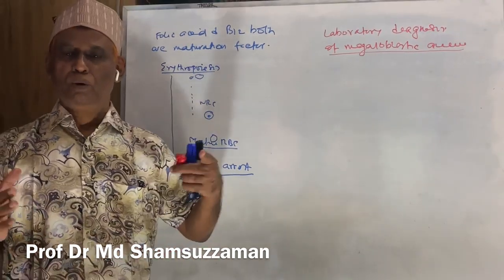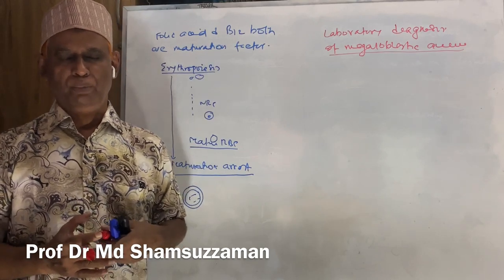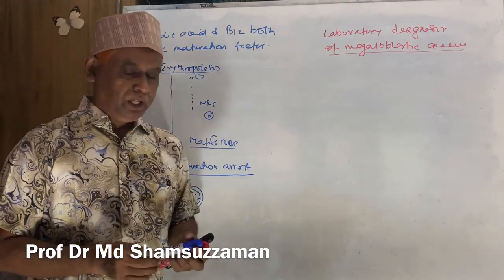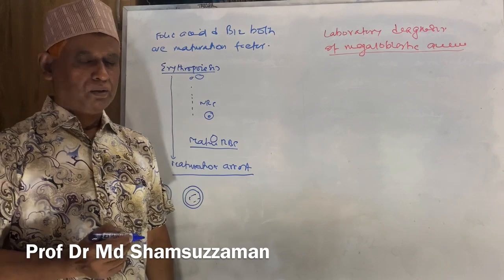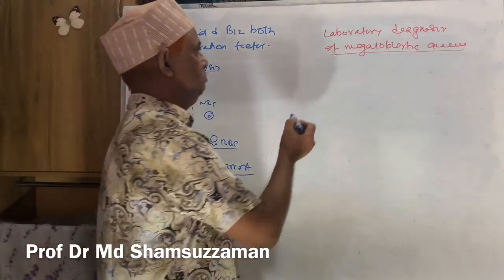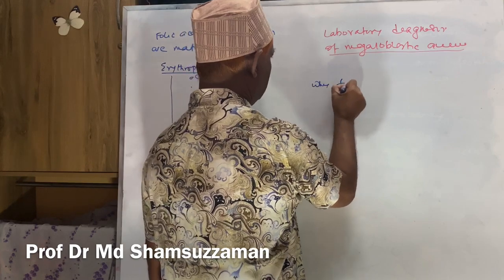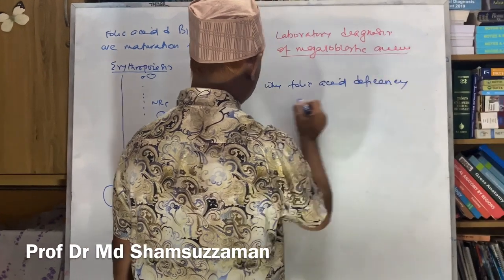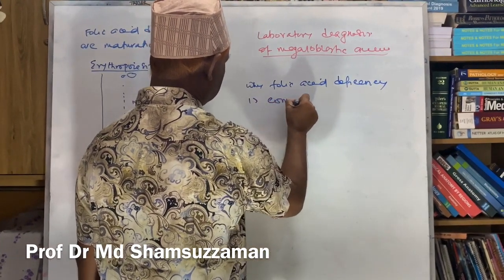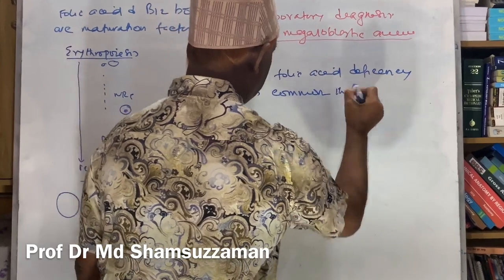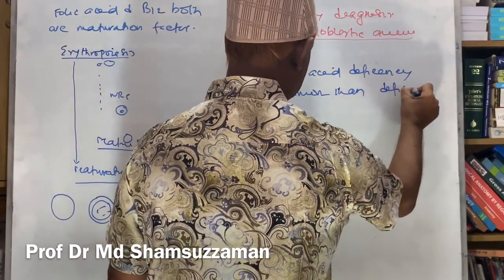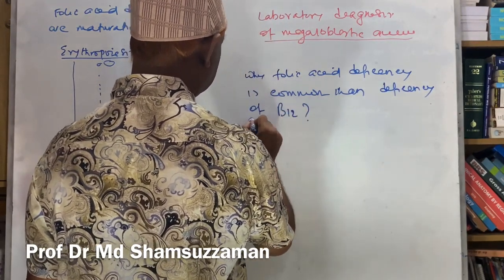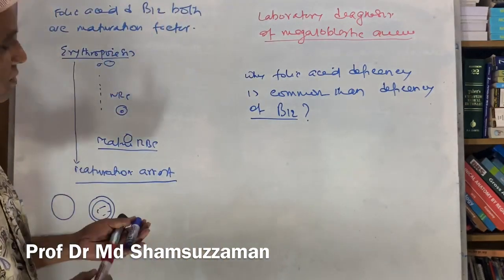which one is more common deficiency, either folic acid deficiency or vitamin B12 deficiency. In our context, folic acid deficiency is more common than vitamin B12. Why? Before that, we have to know why folic acid deficiency is common than deficiency of vitamin B12. Why? The answer is like that.